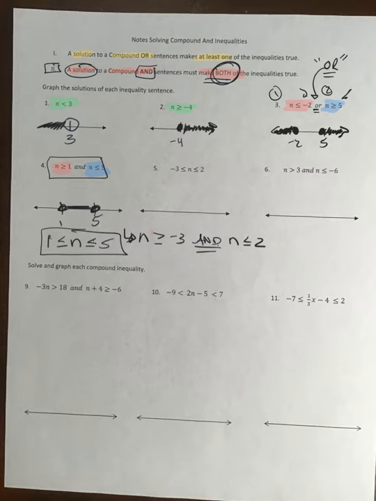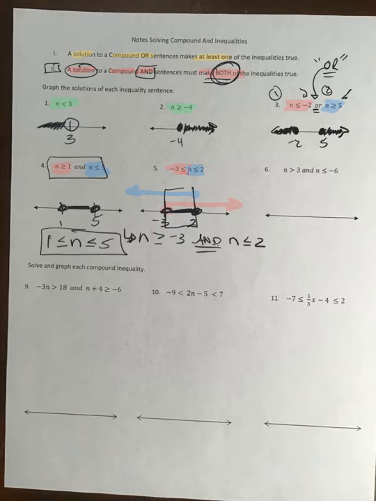So if we do it in color for a second, we say all the numbers greater than -3 would be from here forever and ever and ever. And then all the numbers that are less than 2 would be from here forever and ever and ever. So we're looking for the numbers that will work for both colors. And the numbers that work for both colors are in between -3 and 2. So we say our answers are in between -3 and 2.